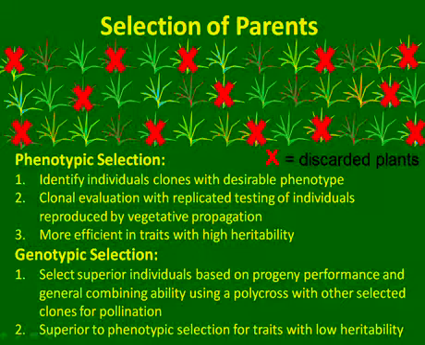Next is genotypic selection. So here you would select superior individuals based on progeny performance and general combining ability using a polycross and with other selected clones for pollination. This is superior to phenotypic selection for traits with low heritability.